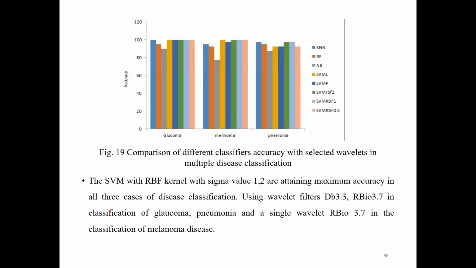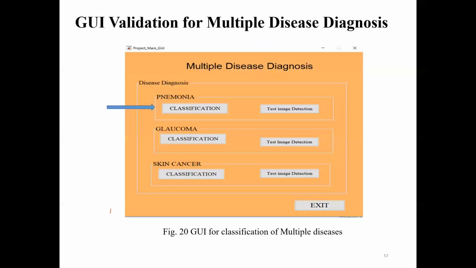So, in the glaucoma and pneumonia, you may observe that the wavelet filters that are performing much better are DB 3.3 and RBIO 3.7, whereas with RBIO 3.7 single wavelet alone, let's say there is no need of combining the other two wavelet quotients. Hybrid wavelet quotient need not be required. RBIO 3.7 alone itself gives good classification in the case of melanoma disease. This is the final observation that can be made.